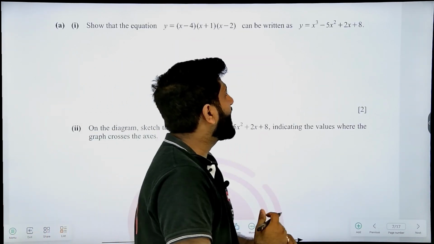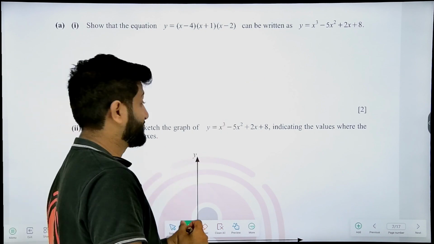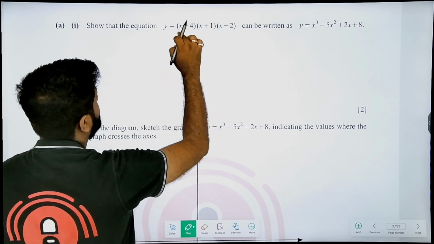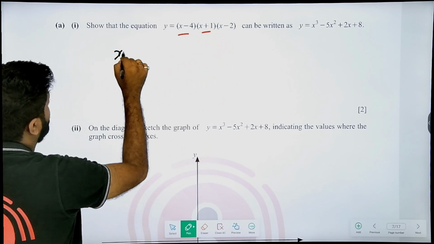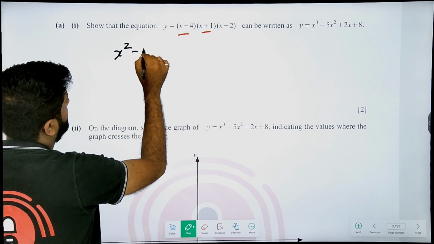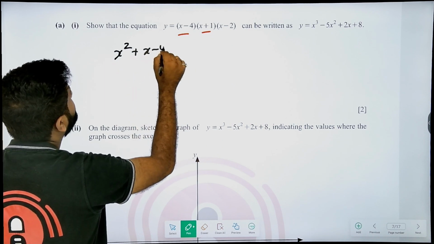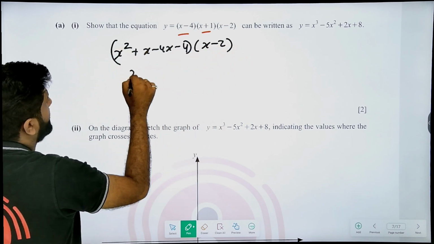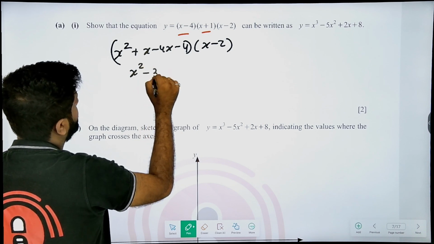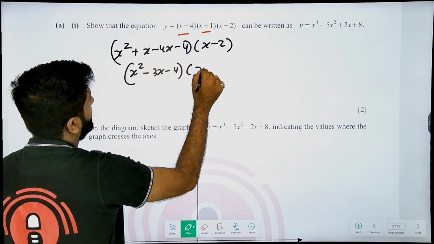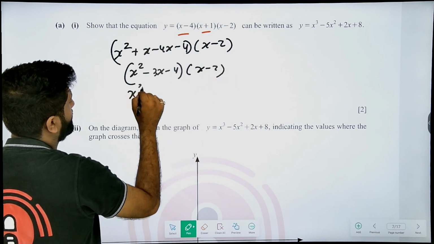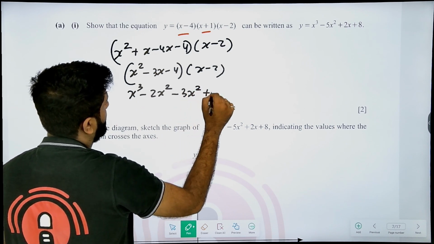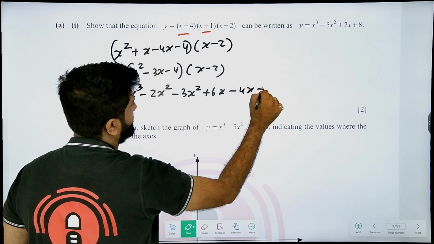Show that this equation can be written in this form. Okay, I have to just show that I can rewrite this equation in this form. So this is nothing but an application of expansion. So let me expand these two terms first. I have (x minus 4)(x plus 1), which is x squared minus 3x minus 4, times (x minus 2). Again you have x cubed minus 2x squared minus 3x squared plus 6x minus 4x plus 8.